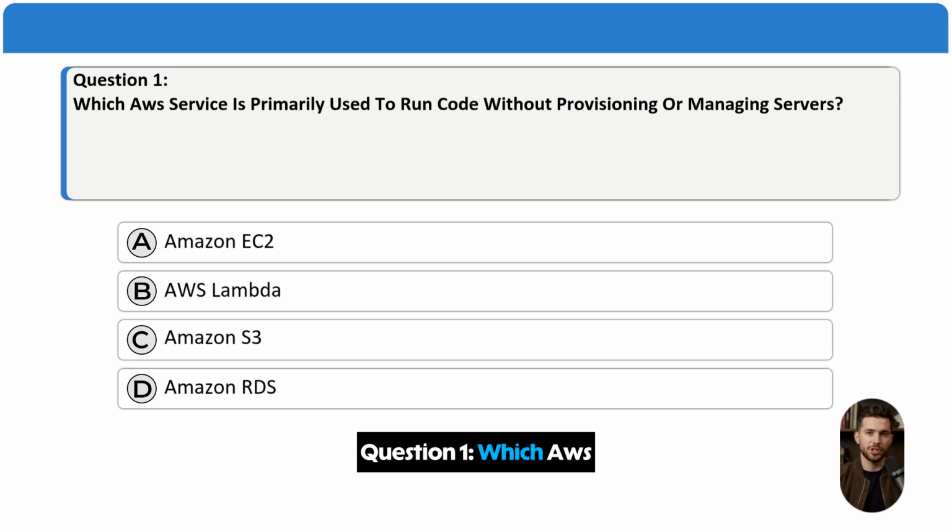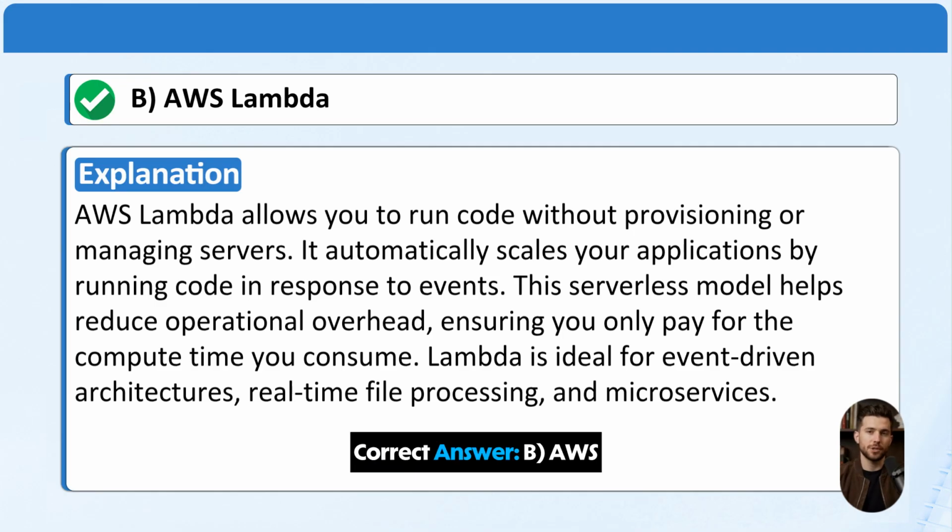Question 1. Which AWS service is primarily used to run code without provisioning or managing servers? A. Amazon EC2. B. AWS Lambda. C. Amazon S3. D. Amazon RDS. Correct answer, B. AWS Lambda.